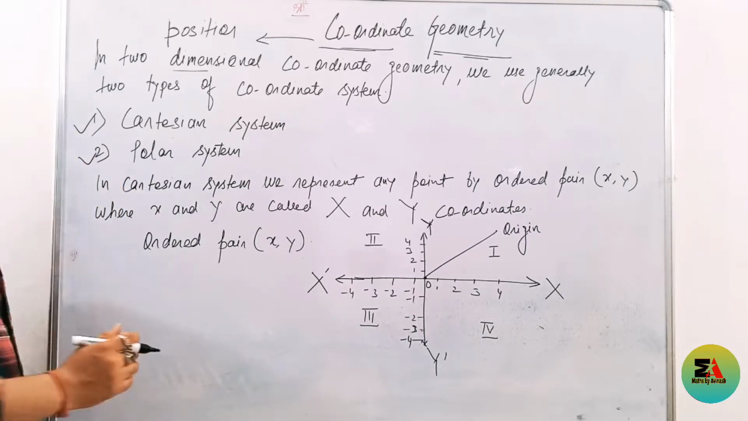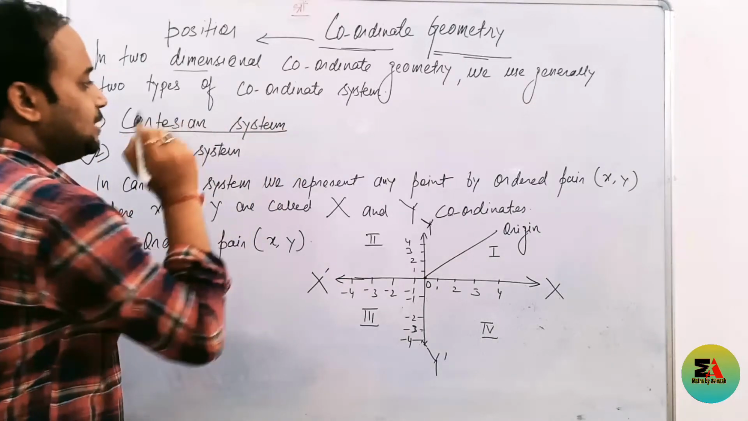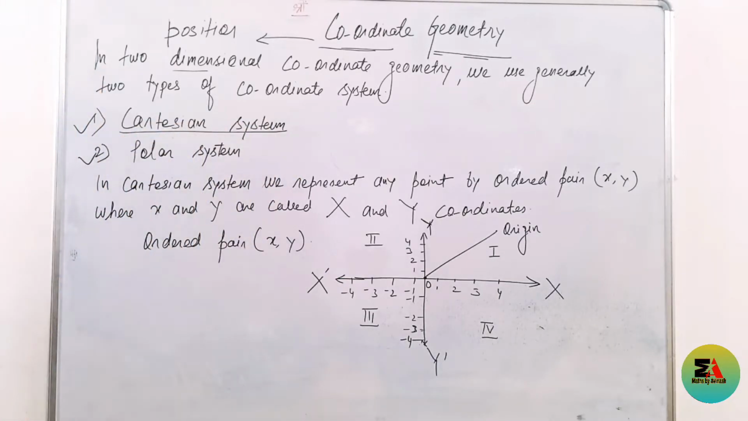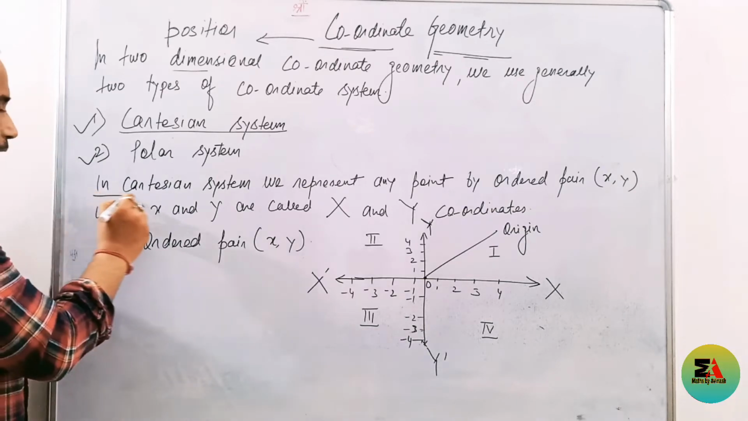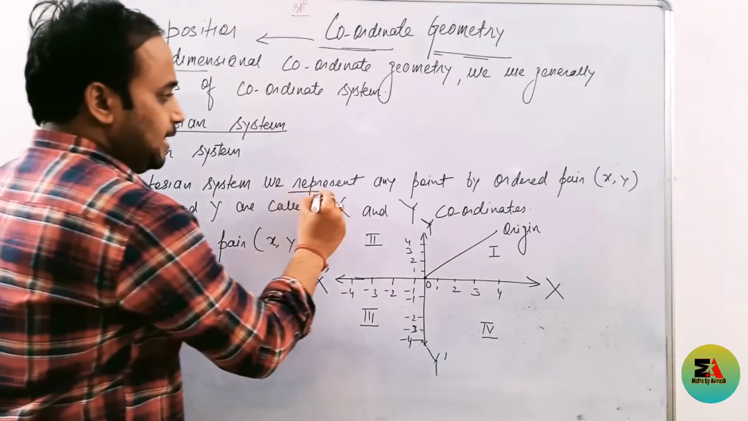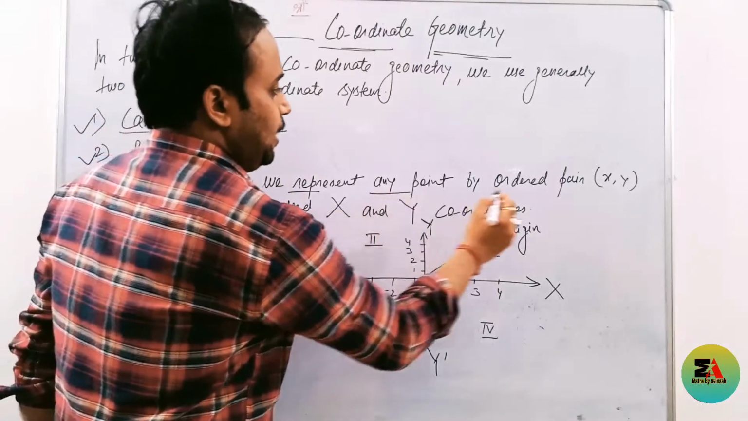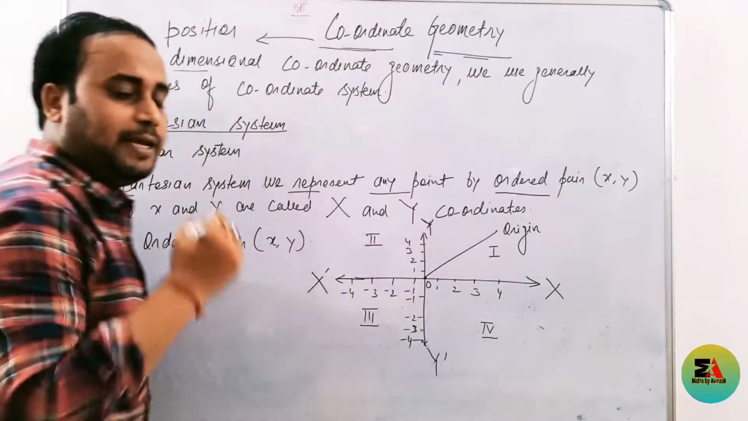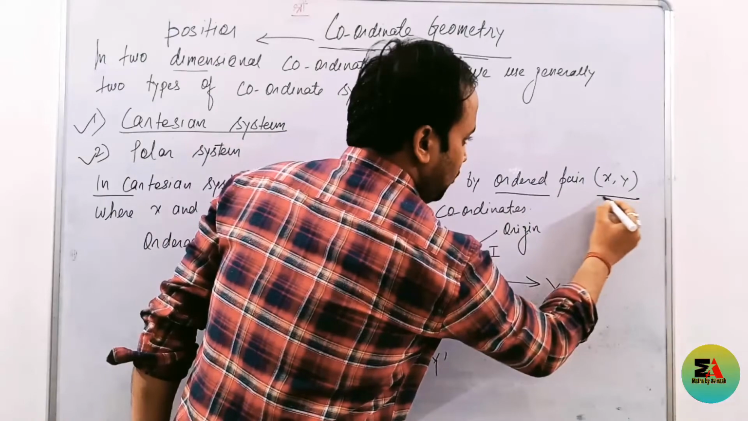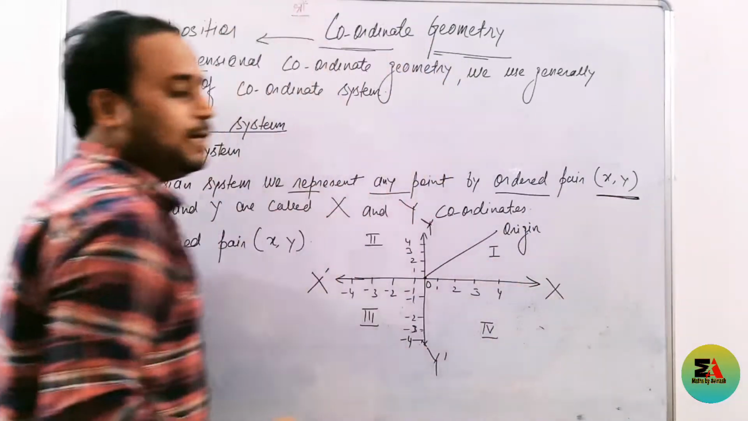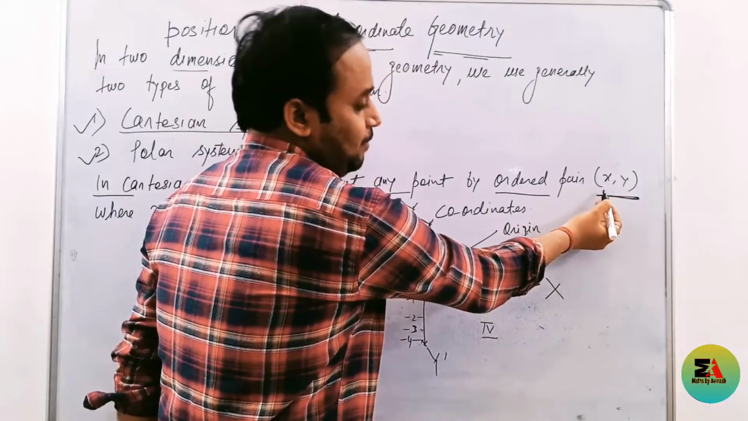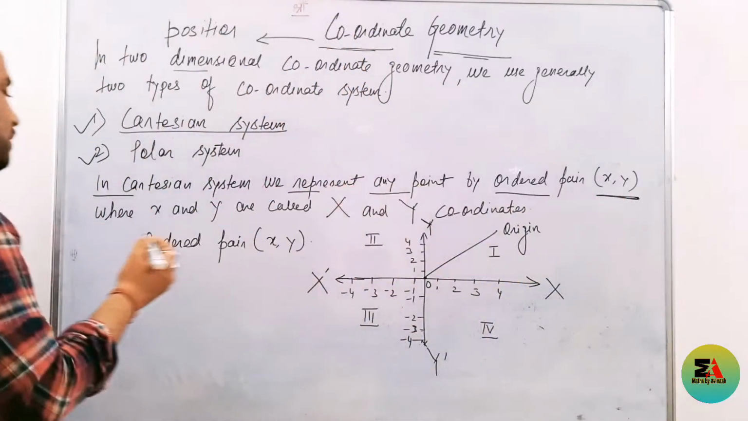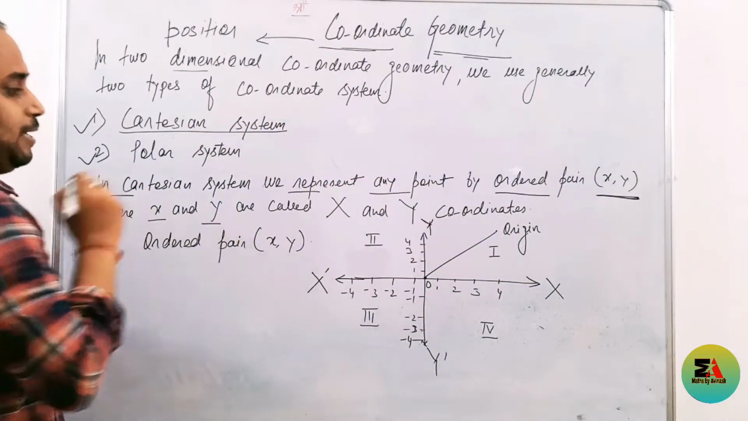Now, in your syllabus, only the Cartesian system is there, so we only discuss the Cartesian system. See, what is the Cartesian system? In the Cartesian system, we represent a point as an ordered pair. Ordered pair means we represent the value in coordinate form. You already studied this in class 8, that is x and y. The value of x is a certain value and the value of y is a certain one.